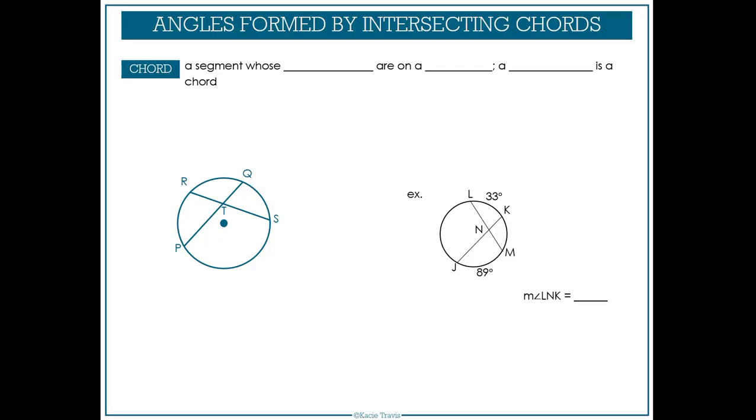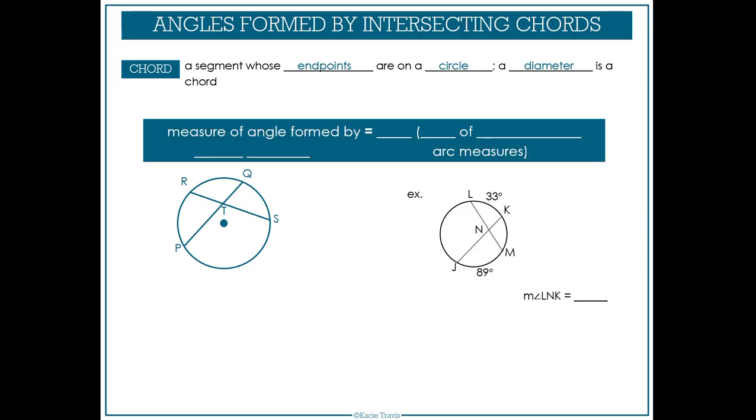First off, let's talk about what a chord is. A chord is a segment whose endpoints are on a circle. We've dealt with one specific type of chord, and that is a diameter. So, this is going to give us a new formula.